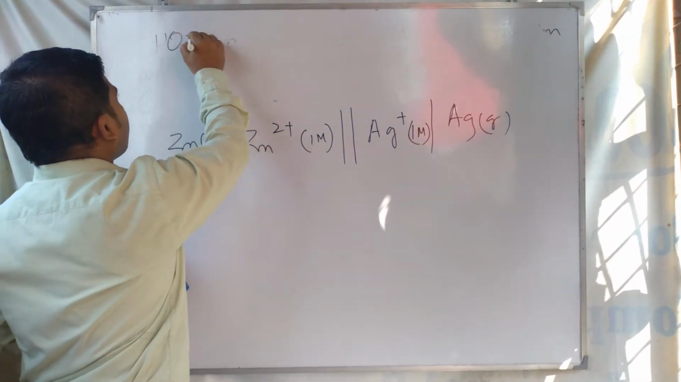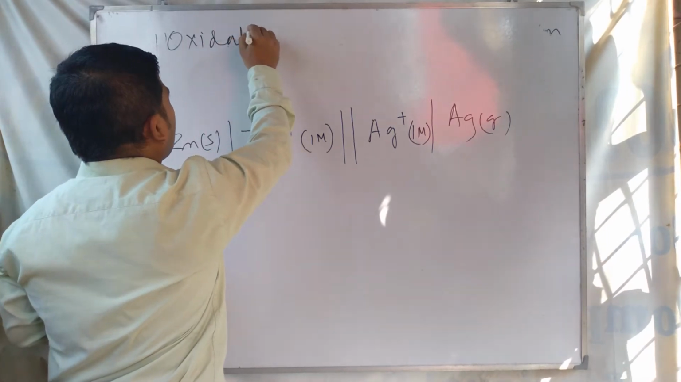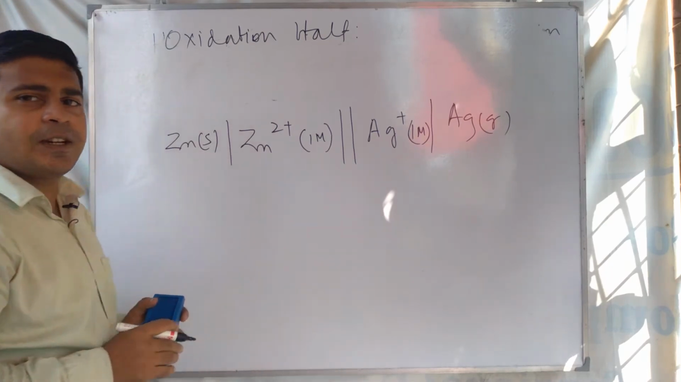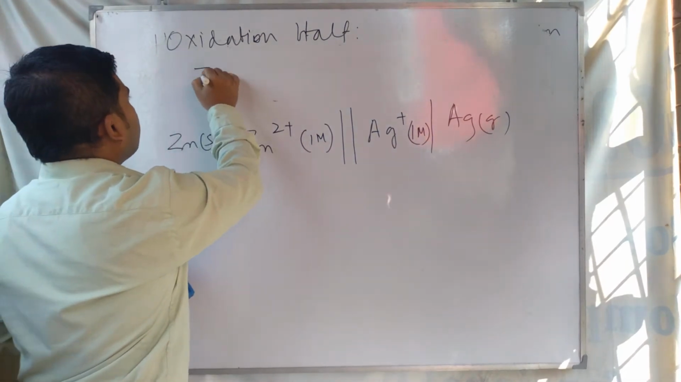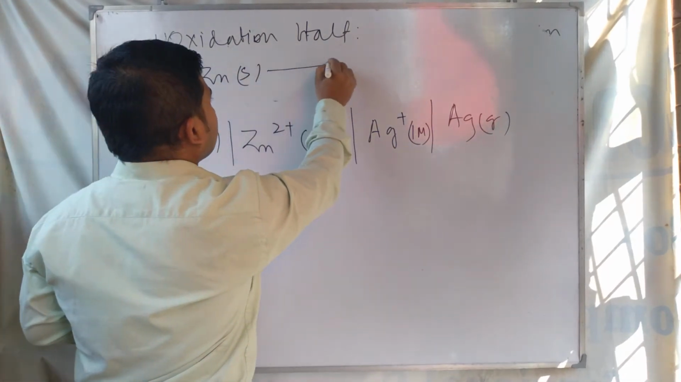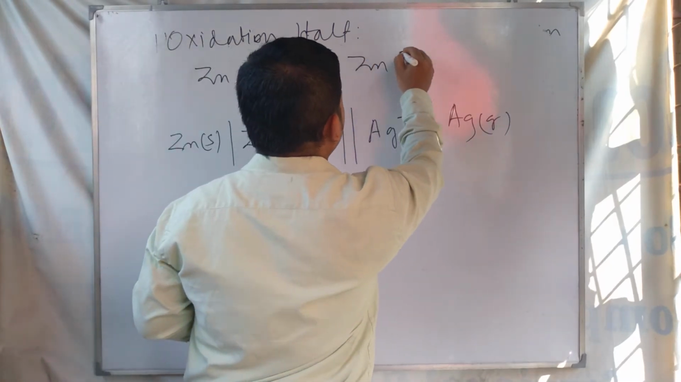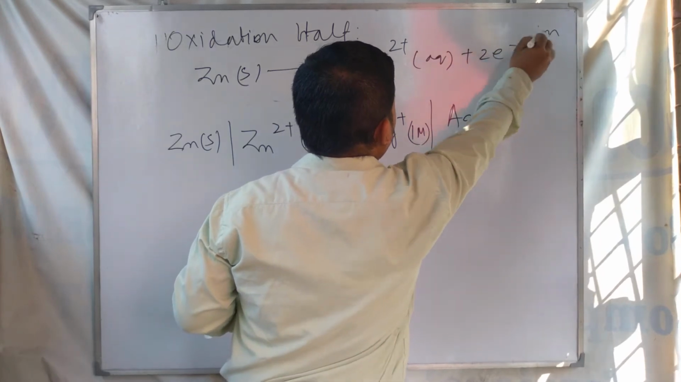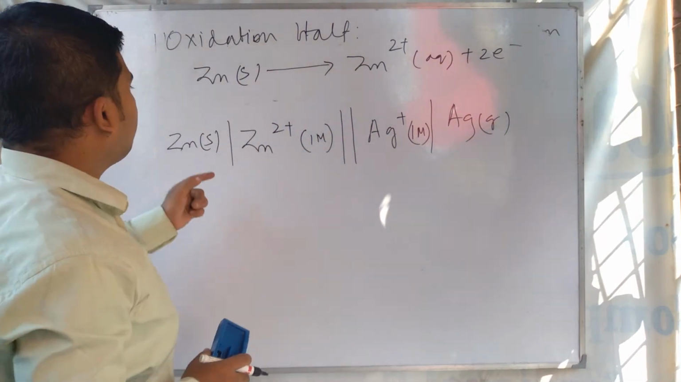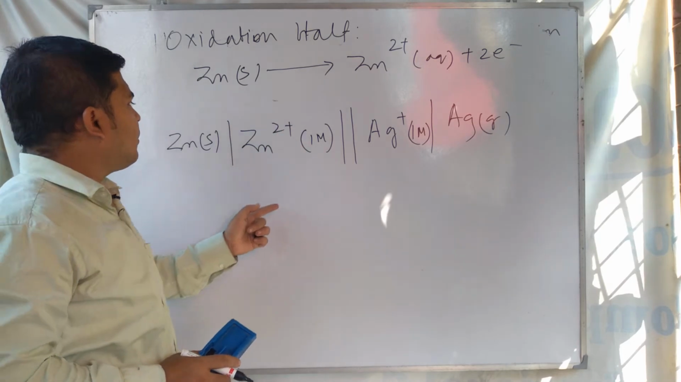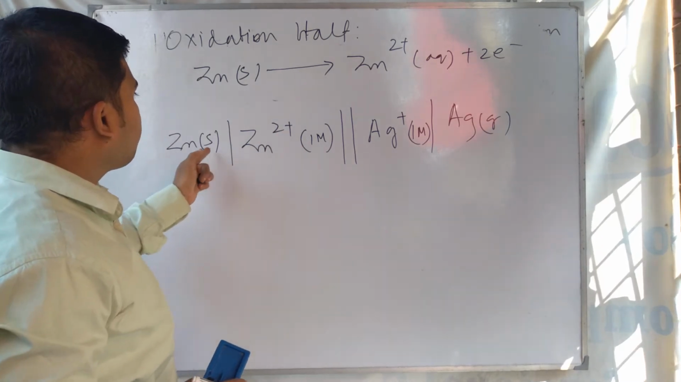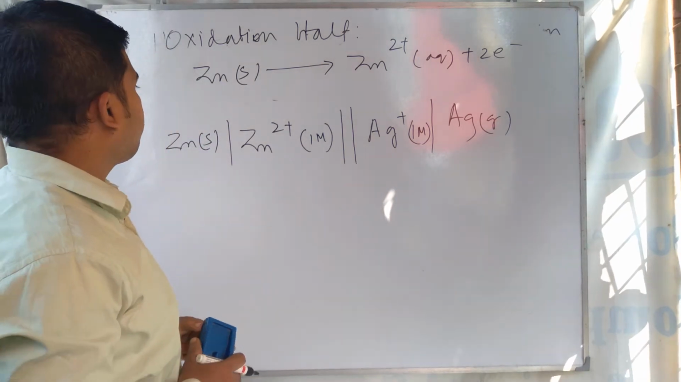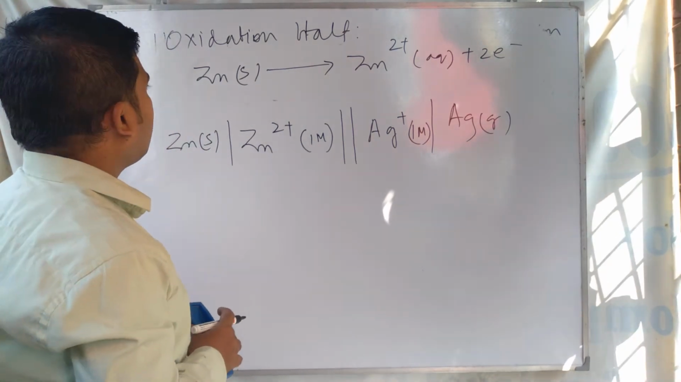In the oxidation half, the reaction taking place is solid zinc forming Zn2+ aqueous plus 2 electrons. Zinc is oxidizing here. As a result of the oxidation of the zinc metal, Zn2+ is formed with the loss of 2 electrons, and this is the oxidation half reaction.